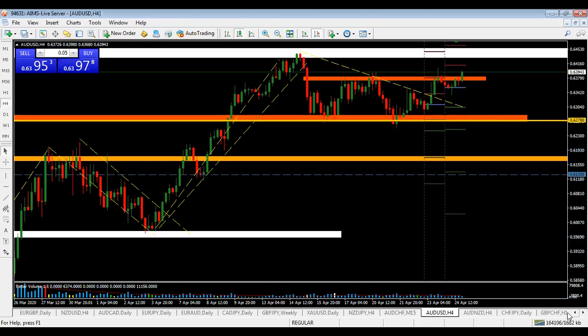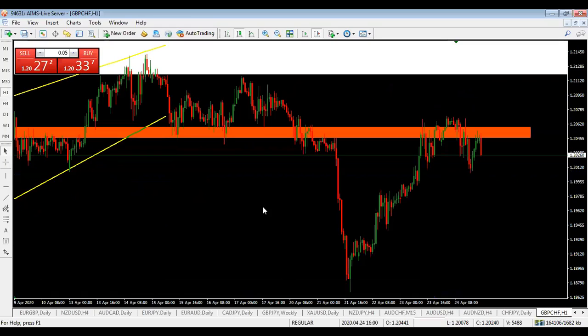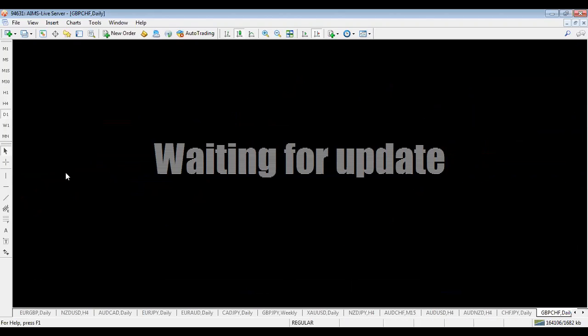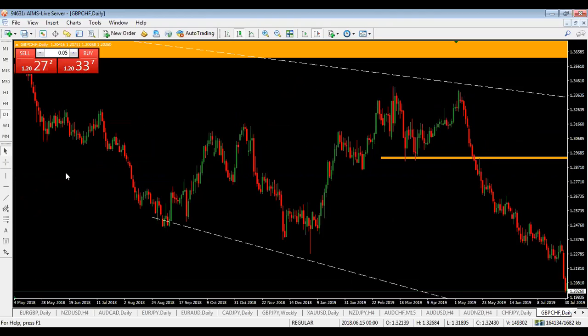For the Pound CHF, we had it that the market actually broke above, came back for a retest, and this area seems to hold. So for the greater part of this week, we'll be looking to sell the Pound Swiss franc.